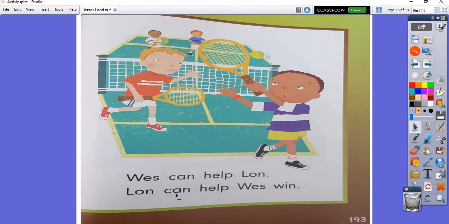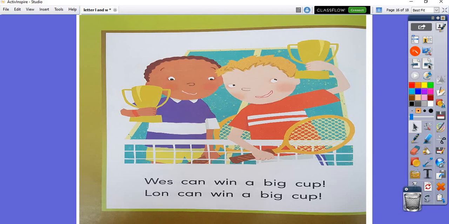Lon can help Wes win. They are helping each other. Helping is a good thing, to help each other. Yes, children, they are helping to win the game, win the match. Yes, Wes and Lon, they're helping each other. Now let's see what we have next.